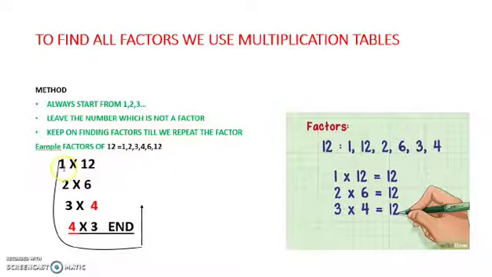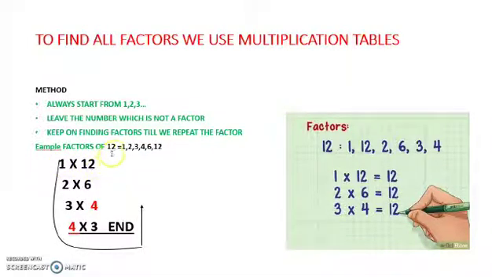For example, here 1 into 12 is 12, 2 into 6 is again 12, 3 into 4 is 12, then 4 into 3 is 12. Now here we can see as soon as we get the repeat factor, 4 is repeating itself. So that means we have found the smallest factor and in turn we are getting the biggest factor also. The smallest is 1 and the biggest is the number itself.